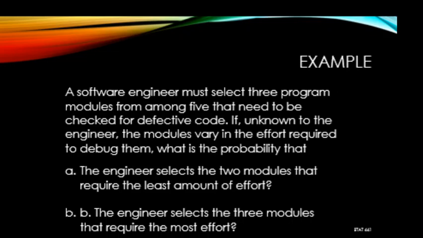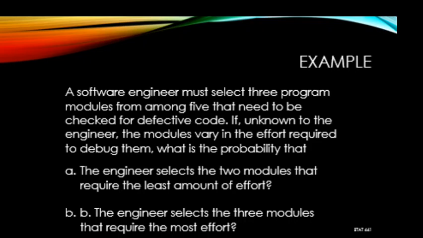So here is the experiment. A software engineer must select 3 program modules from among 5 that need to be checked for defective code. If unknown to the engineer, the modules vary in the effort required to debug them, what is the probability that A, the engineer selects the 2 modules that require the least amount of effort, and B, the engineer selects the 3 modules that require the most effort?